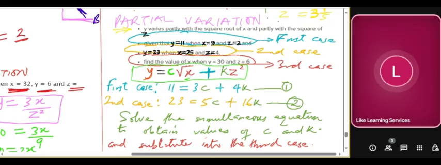Both of them are partly, because the partly thing must appear in both for it to be a partial variation. That's the fourth one. Remember, we have number one, direct variation, number two, inverse variation, number three, joint variation, and then this fourth one, partial variation. So you will see partly in both anytime you have partial variation.